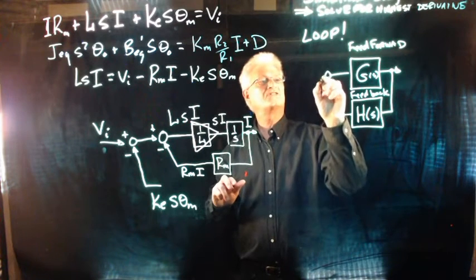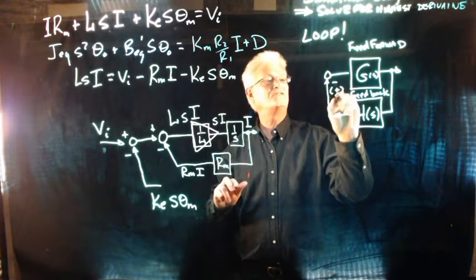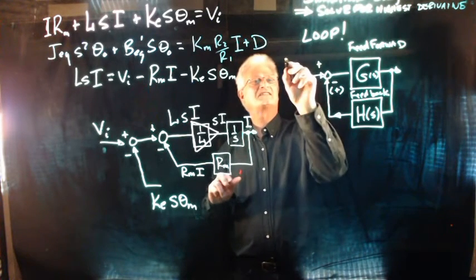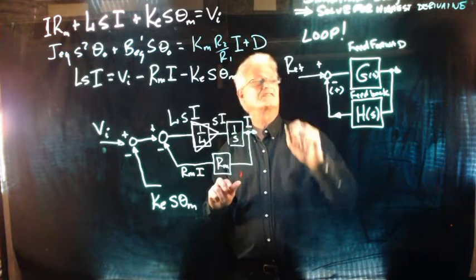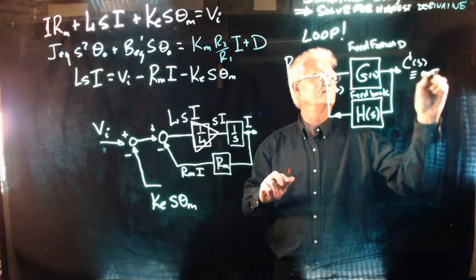And here's H of S, and then we have a summing junction here. It can either be minus or plus; you don't always have to use minus. And this one is going to be plus. And this is R, the reference signal, and this is C of S, defined as the output.